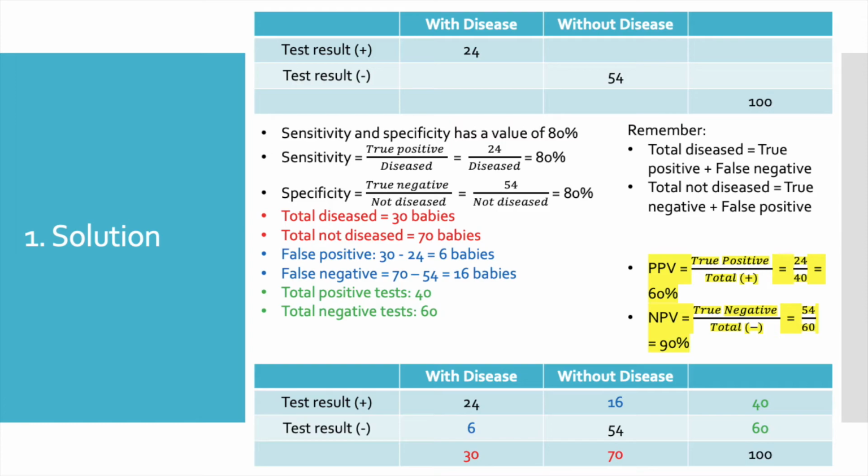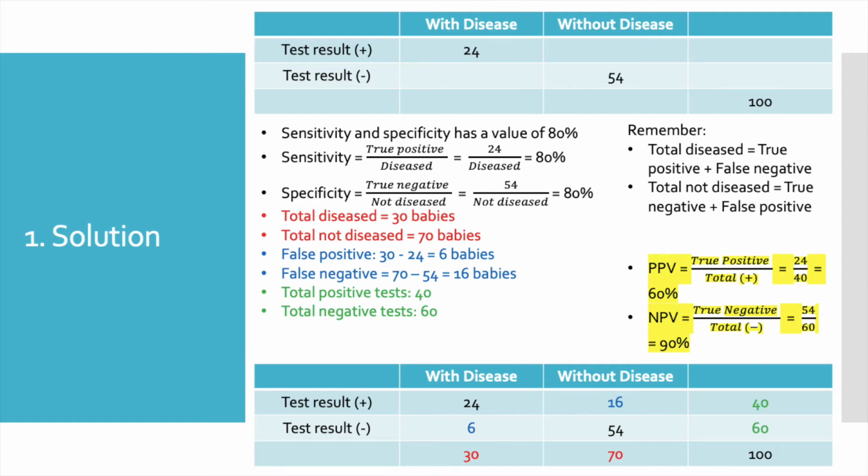Now, we can move on to trying to find out the total babies who were tested negative and positive wrongly. So that would be the false negative and false positive. And we can simply do that by subtracting the true values, in this case the true positive and the true negative, from the total population. By doing that, we'll find that 6 babies are false positive and 16 babies are false negative.